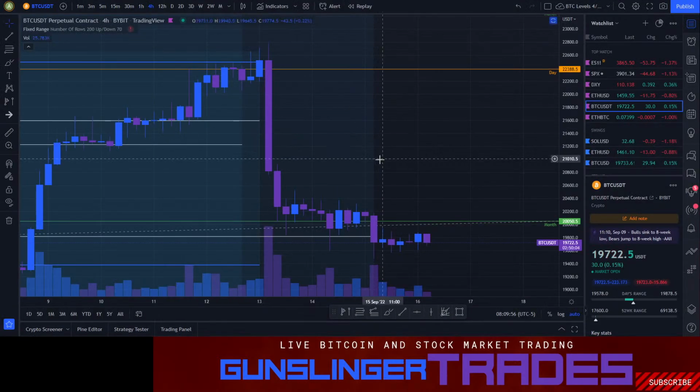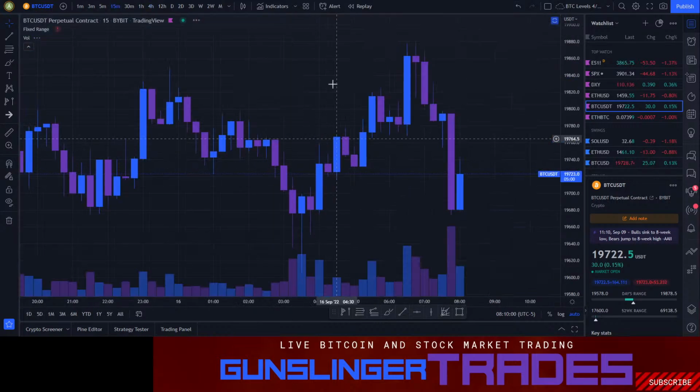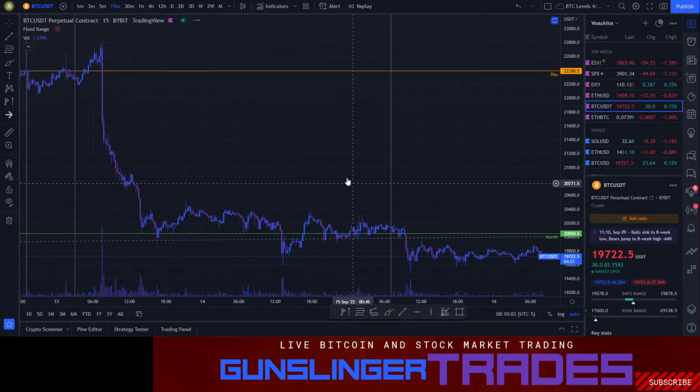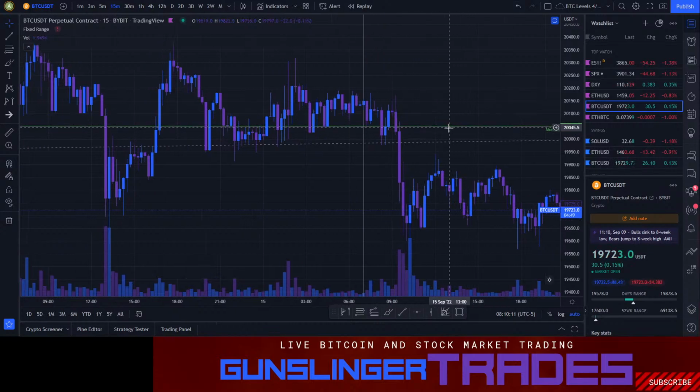The point being, we were hovering around a monthly level. Let me zoom in a little bit more. Here we were acting as support and resistance at this important monthly level, a fresh new monthly at around 20,050, so to speak.